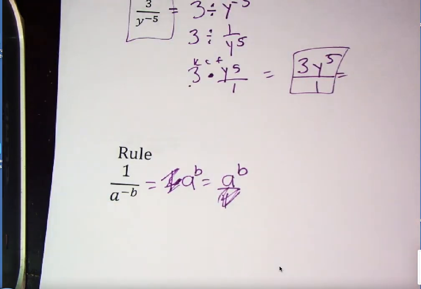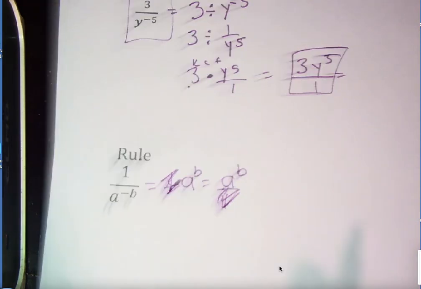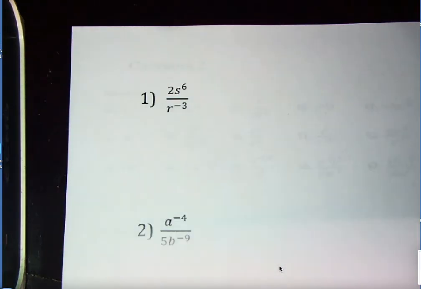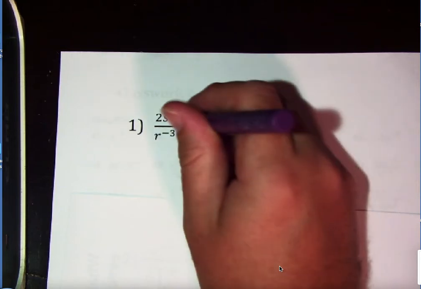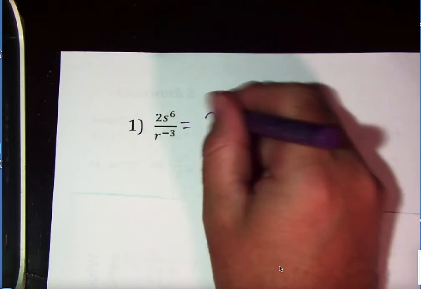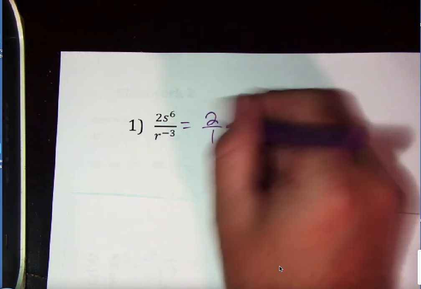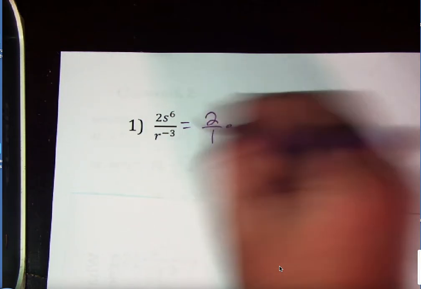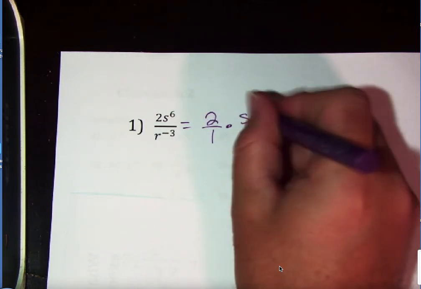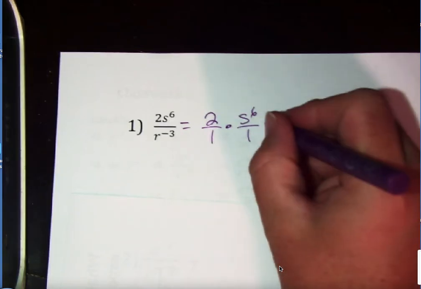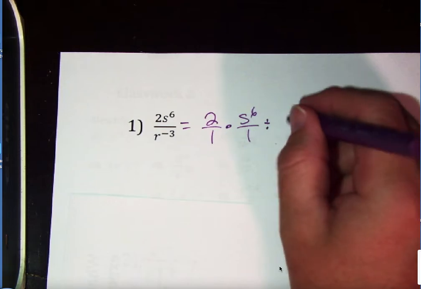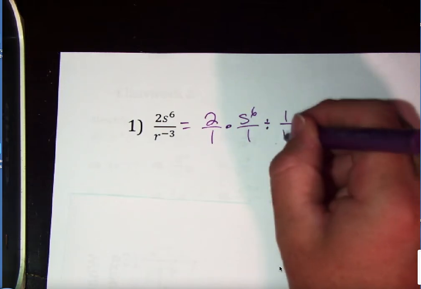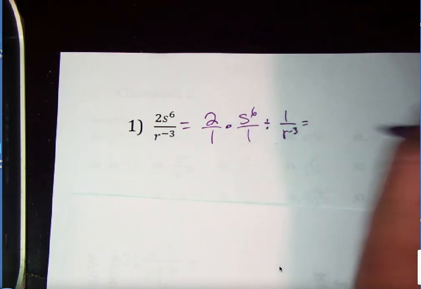So we're going to give it a try. It ends up being just a bunch of switching. So here we go. 2s to the 6th divided by r to the negative third. 2 is okay, it's 2 over 1. s to the 6th is s to the 6th over 1. And we're going to divide by 1 over r to the negative third.